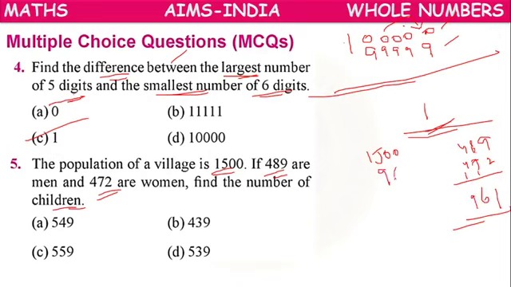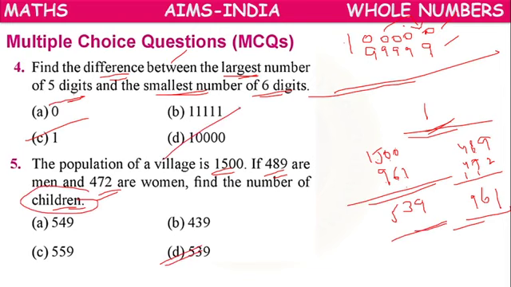This 961 we have to remove from the total population. So from 0, 1 we cannot remove, borrow. From 10, 1 goes means 9. Here 9 will be there. 9 minus 6, 3. Here 4 will be there. From 14, 9 removed means 5. 539 will be the number of children in that village. Okay, children?